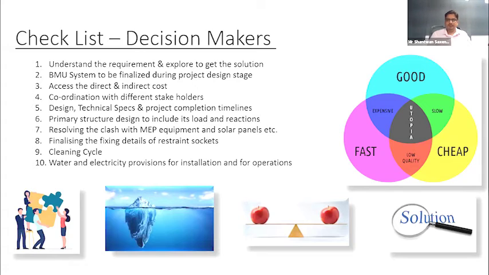Coming to the checklist for the decision makers. Basically, there has to be a clear understanding about the requirement for the project. Out of all the systems we have just shown to you, there should be a clear requirement. What is the height of the parapet? What is the maximum projection? Based on that, we can come up with the solution. And it has to be finalized during the design stage of the project.